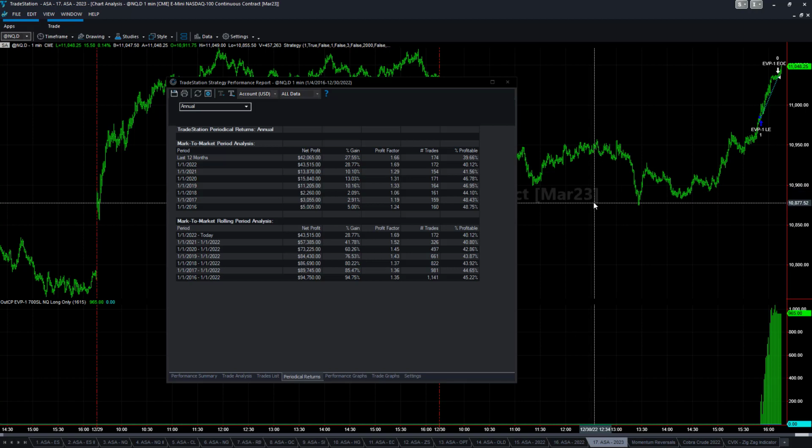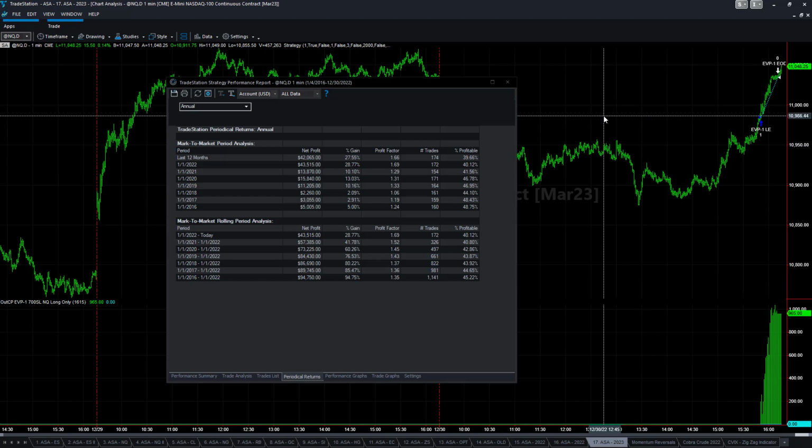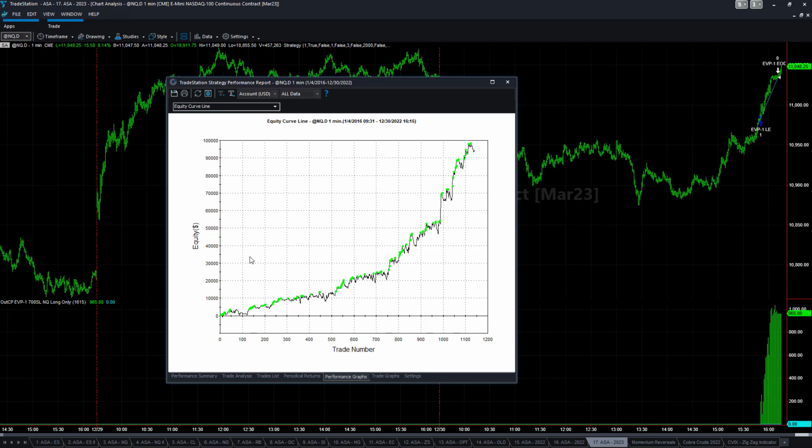One of the strategies we added to the portfolio calculator for 2023 is EVP1 long only $700 stop loss. This is the equity curve going back to the beginning of 2016. You see how well this has done. It's in a normal drawdown. Good time to start trading this strategy as an individual strategy.